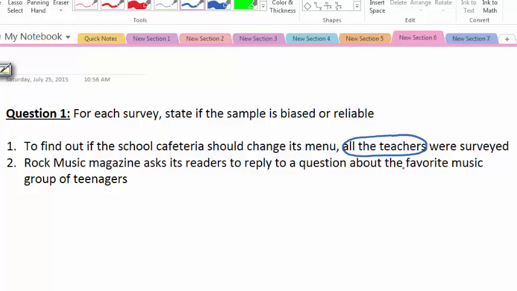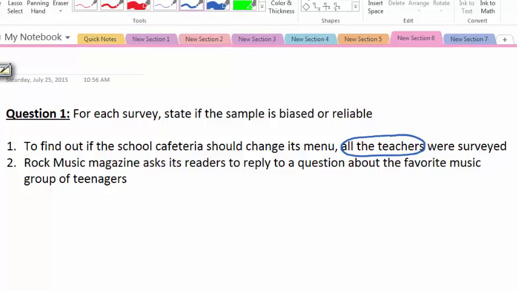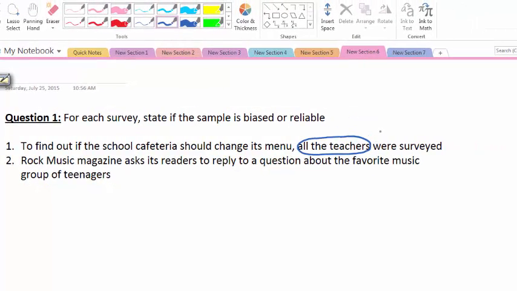Do you think this cafeteria is only for teachers or for students? For both. So teachers and students. So do you think it's fair that the cafeteria asks the teachers only and neglects the students? For sure not. That means right away this sample of the survey is biased. Why? It's biased because the cafeteria is also used by students and they should be included in the survey.